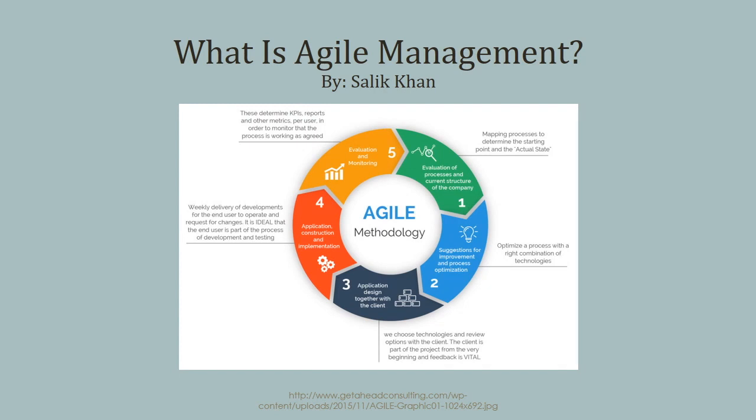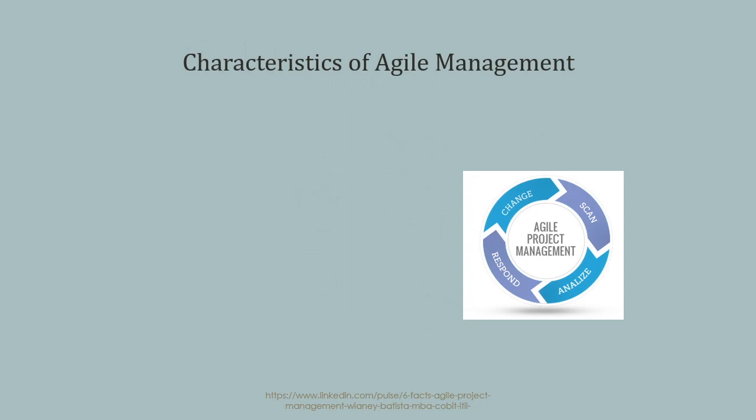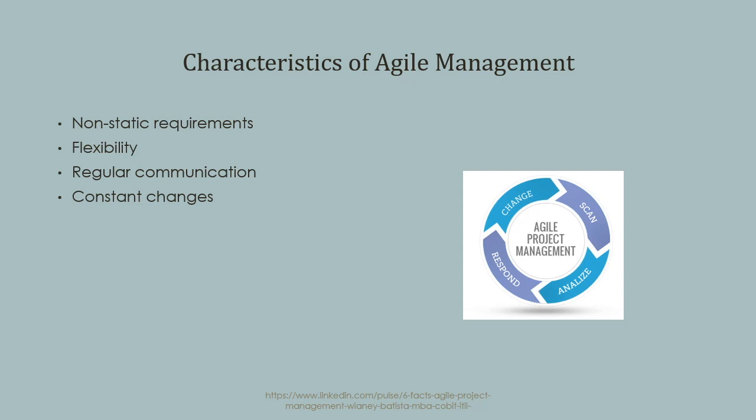To better understand why Agile is beneficial, it is important to understand how it works. What is Agile management? Agile management is characterized as having non-static requirements, flexibility, regular communication, and constant changes. The nature of these characteristics allow a project to have a flexible scope that can meet the needs of stakeholders. However, it does have set goals for cost and time.